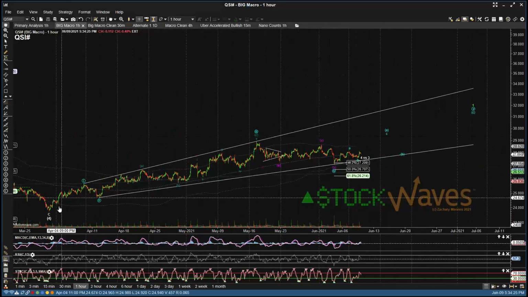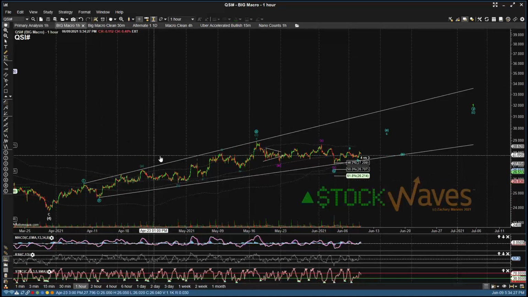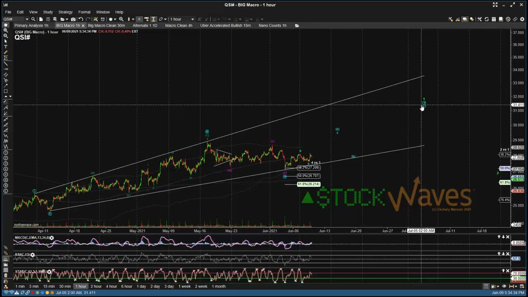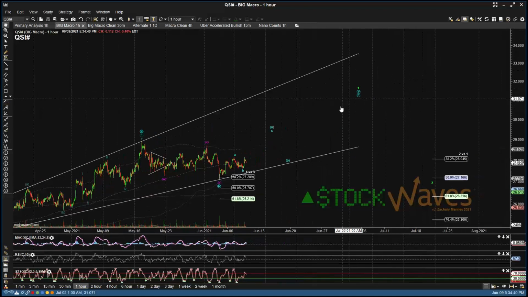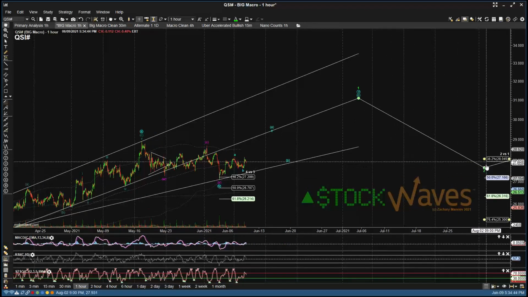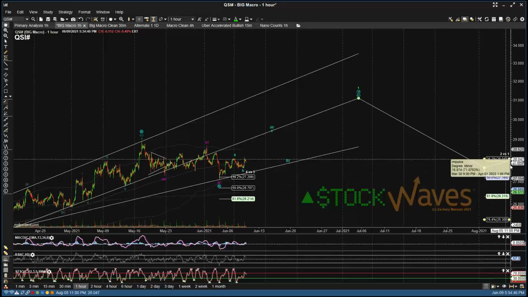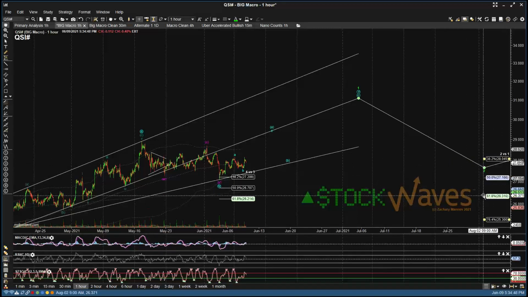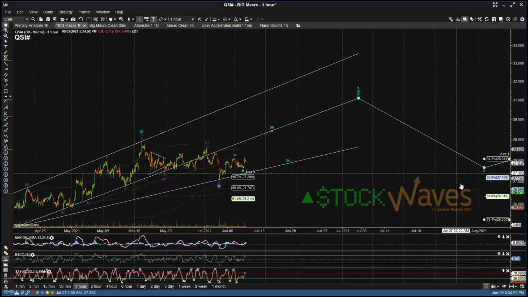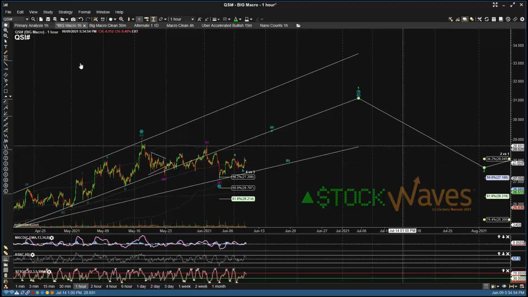So we have an ABC up for wave 1, an ABC up for wave 3, WXY for our 4th wave, and are looking for an ABC up towards the 30 to 31 region as our 5th wave of that leading diagonal, and then are going to be looking for a consolidation after that, back towards at least the 28 region, if not closer to 27 or 26. Depending on where that actually tops, that's going to be our ideal fib zone.